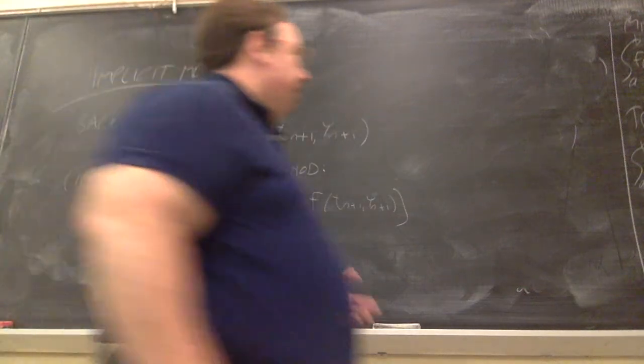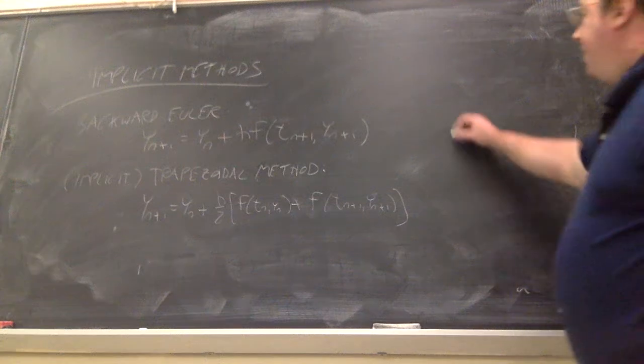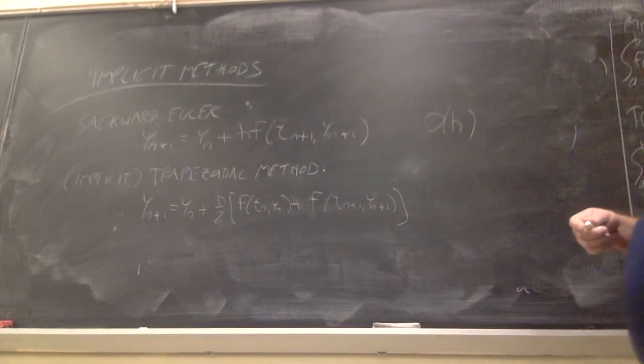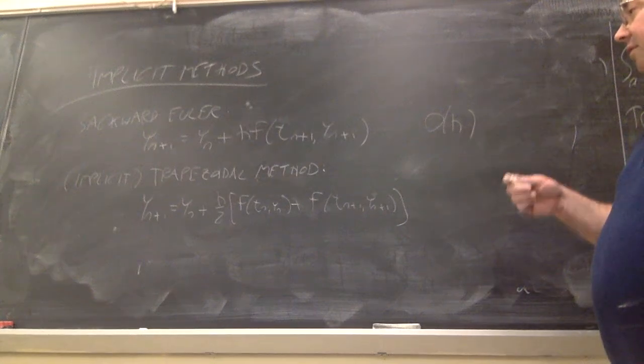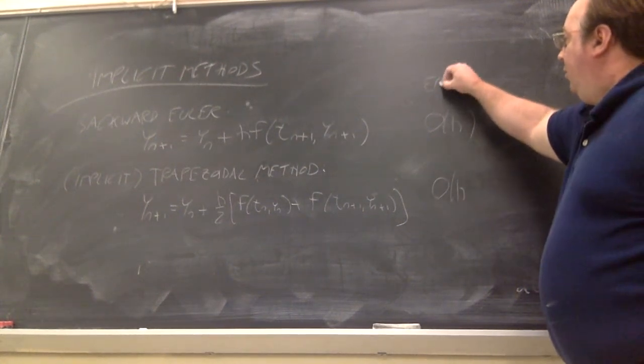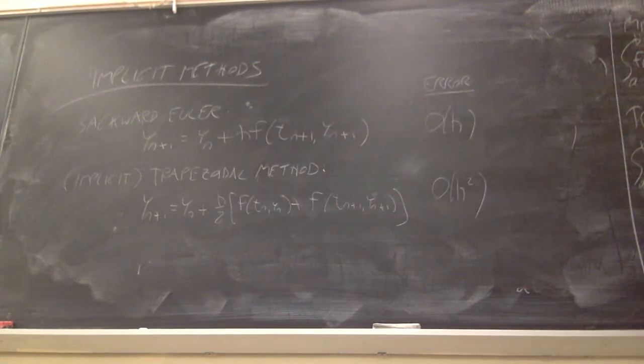Like Euler's method, the one I showed you earlier is often called forward Euler to distinguish it from backward Euler. So this is first order accurate, just like forward Euler is. And this implicit trapezoidal method here is order h squared. It's second order accurate, just like its explicit cousin.